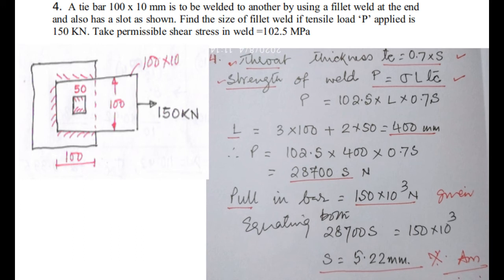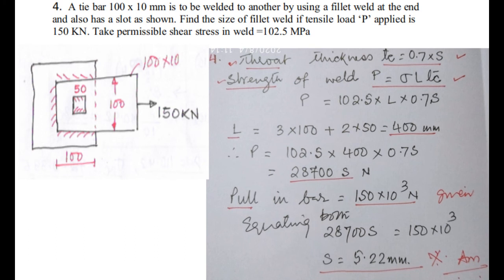First step is always to find out the throat thickness, that is TC equal to 0.7 into S. The strength of the weld will be P equal to sigma L TC. So let us first find out the value of L, the total length of the weld. Here you have to be very careful. L will be 100 plus 100 plus 100, and you may be confused with the dotted line. The dotted line means that portion has not been welded. If it had been welded, then there should again be the inclined line. It is not there, that means that part is not welded.